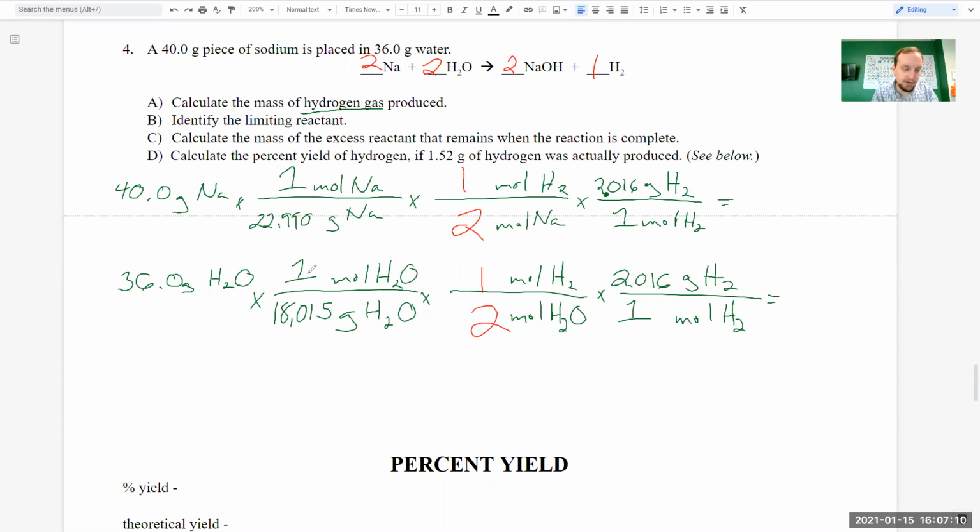All right, now that I have all that, let me go ahead and calculate the 2 numbers. So I have 40.0 times 1 times 1 times 2.016 divided by 22.990 divided by 2 divided by 1 equals, I get 1.754 grams of hydrogen gas. On the bottom, 36.0 times 1 times 1 times 2.016 divided by 18.015 divided by 2 divided by 1 equals 2.014 grams of the same product, hydrogen gas.